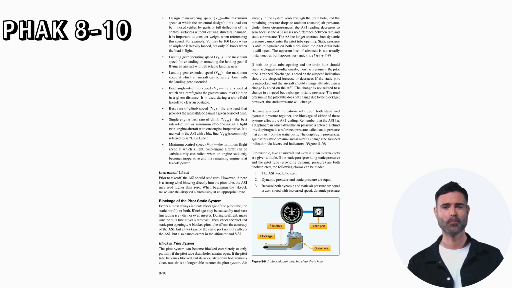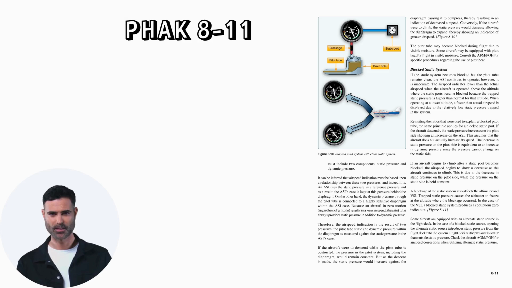If the static port providing static pressure and the pitot tube providing dynamic pressure are both unobstructed, the following claims can be made. 1. The ASI would be 0. 2. Dynamic pressure and static pressure are equal. 3. Because both dynamic and static air pressure are equal at 0 speed, with increased speed, dynamic pressure, it can be inferred that airspeed indication must be based upon a relationship between these two pressures, and indeed it is.